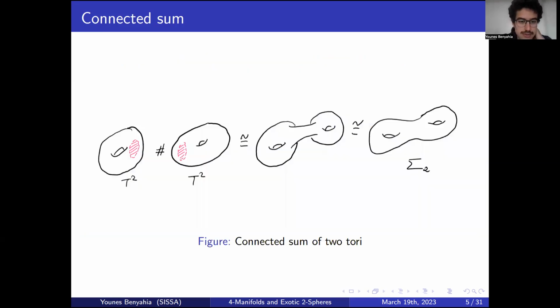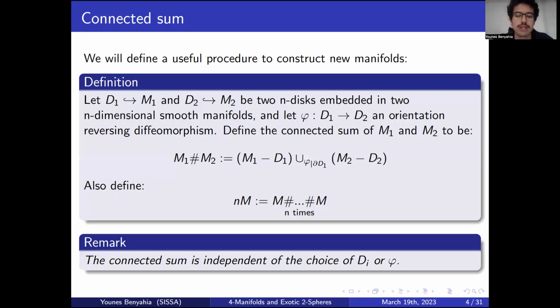So this is the picture pretty much. For example, if you have two tori and you want to connect sum them, you need two disks inside them, and you remove the disks and you identify the boundaries. You glue them so you get a genus 2 surface in this case. So this is what the connected sum is, and it actually doesn't depend on the disk nor on the gluing map. And we can also define nM to be the connected sum of M n times.